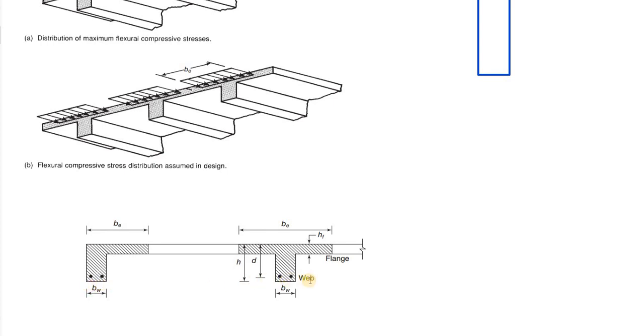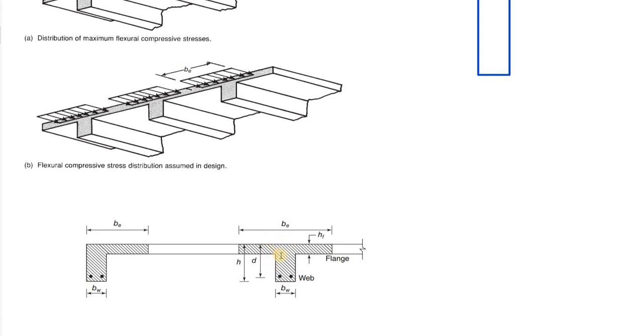This BW represents the width of the web, and we have another width called BE, the effective width of the compression flange. This is how BE will be represented. So BE is basically BW plus some projection beyond BW, some distance beyond BW. We will see how we calculate it. This is H, the total depth of the beam, and then D is the effective depth of the beam, the same things that you have already learned.